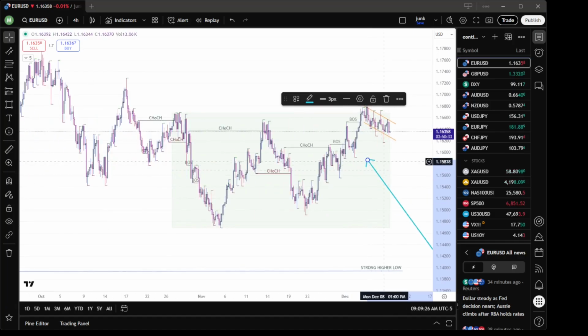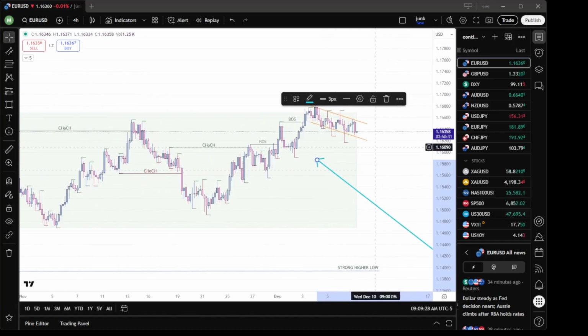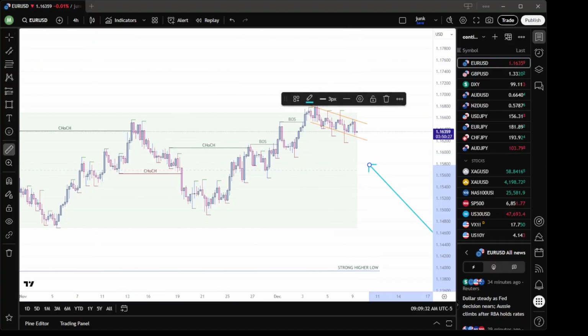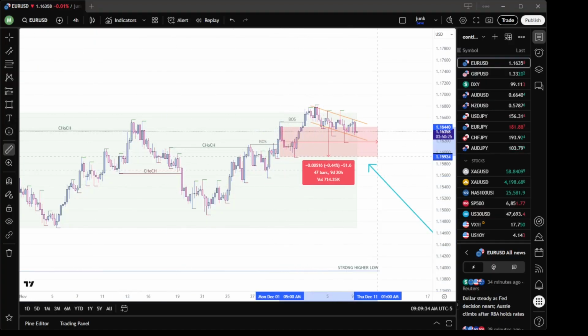Let's see if this will retrace back any further into any area of demand, but price continues to respond to internally all these demand areas, these sells before buys.